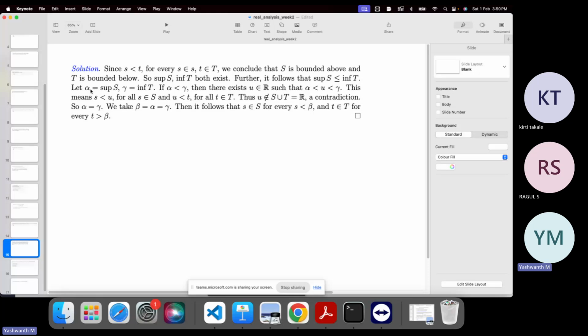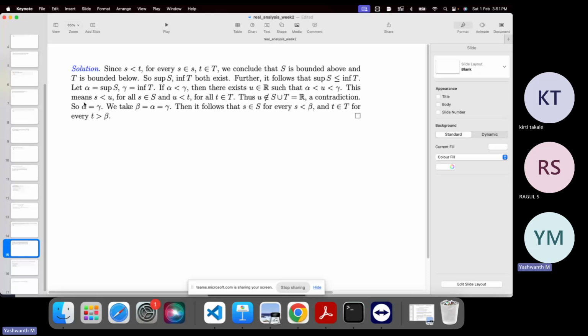Now, the thing is, let's assign some names here. Alpha is the supremum of S, gamma is the infimum of T, right? Now ideally we want to show that these are the same, that the supremum of S is equal to the infimum of T. So we consider a case where alpha is strictly less than gamma. Now if this is the case, you can always find a U which is lying between alpha and gamma.